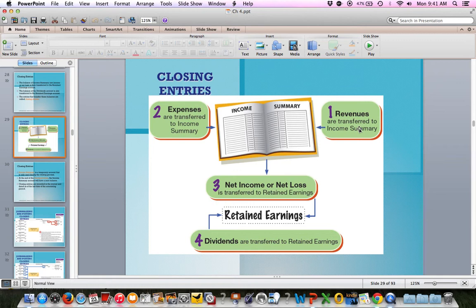Then number two is we close expenses. Expenses have a normal debit balance, and then we would credit expenses to close them and debit income summary. And then net income or net loss would be the resulting balance. So income summary is going to have one number in it that will either be net income or net loss, and is transferred to retained earnings. And also we close dividends to retained earnings finally. Okay, so the four things we do are all on this one screen.